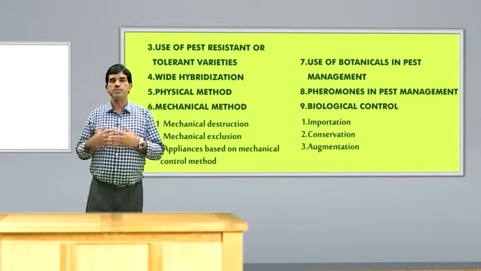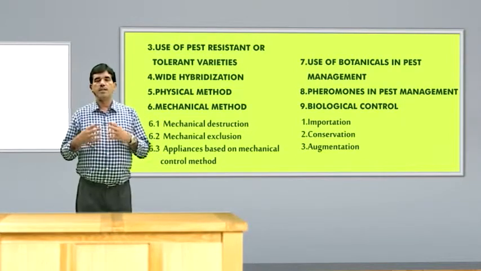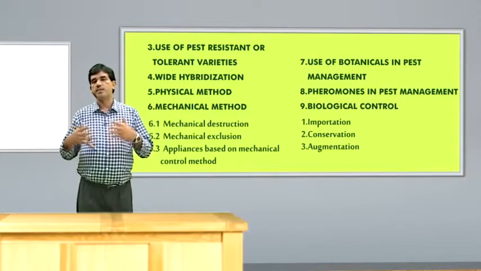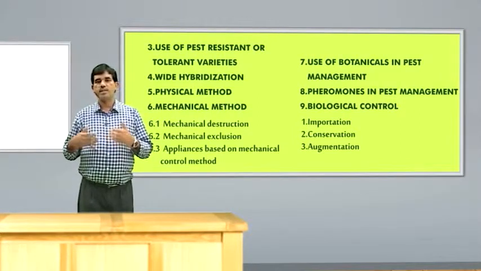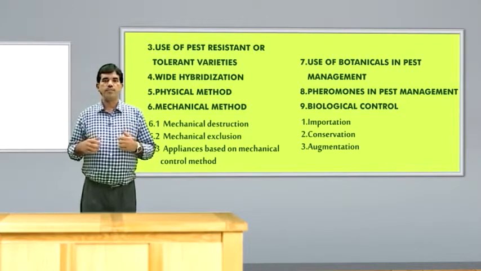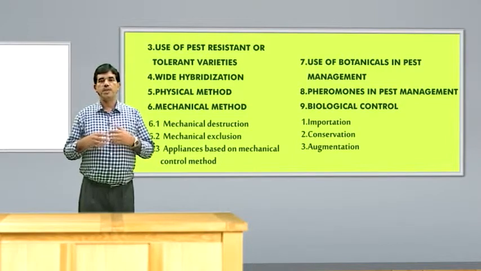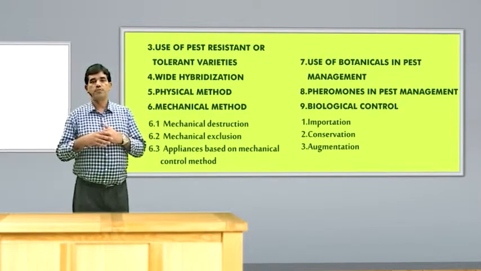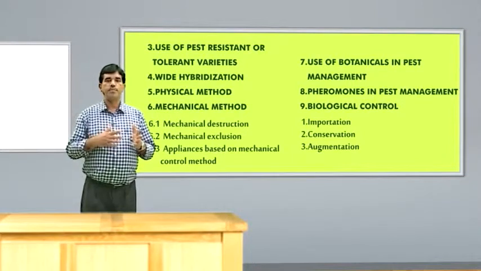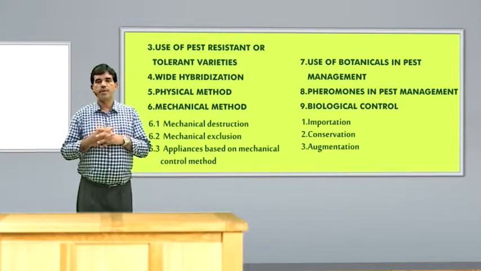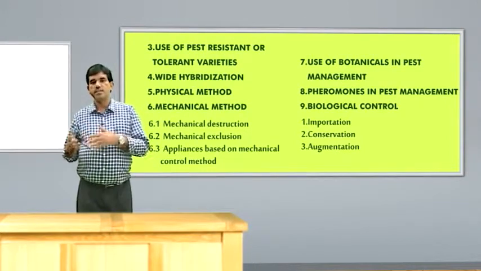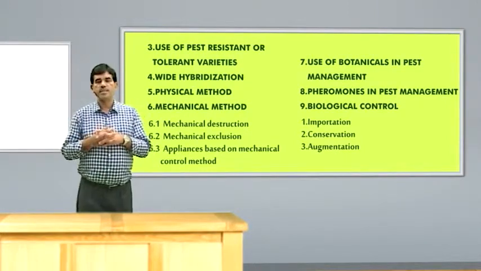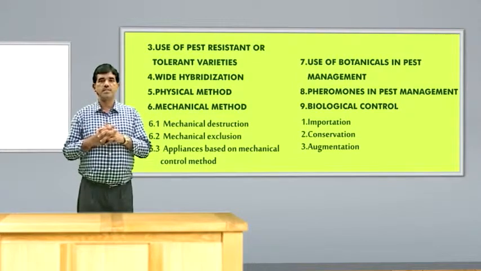Now, appliances based on mechanical control methods, like light traps, a usual practice. It can control stem borer of rice. Yellow sticky traps for attracting aphids and jassids. Bait trap, fish meal trap for sorghum shoot fly. Methyl eugenol trap for fruit flies, very effective, and probe trap for stored product insects. Pheromone trap for various adult insects. Use of botanicals in pest management is a very good strategy.